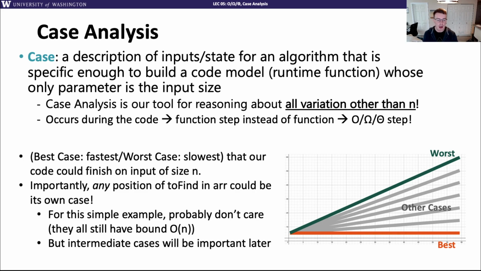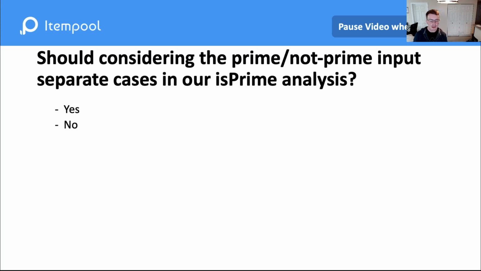Now, before we explain this idea a little bit more about analyzing the parameters and coming up with cases, I want us to check our understanding of it and test ourselves. So consider that is prime example we did in the last video. Would we consider the prime versus not prime input for our runtime as separate cases in our is prime analysis? Just take a second and think about that and make a guess.